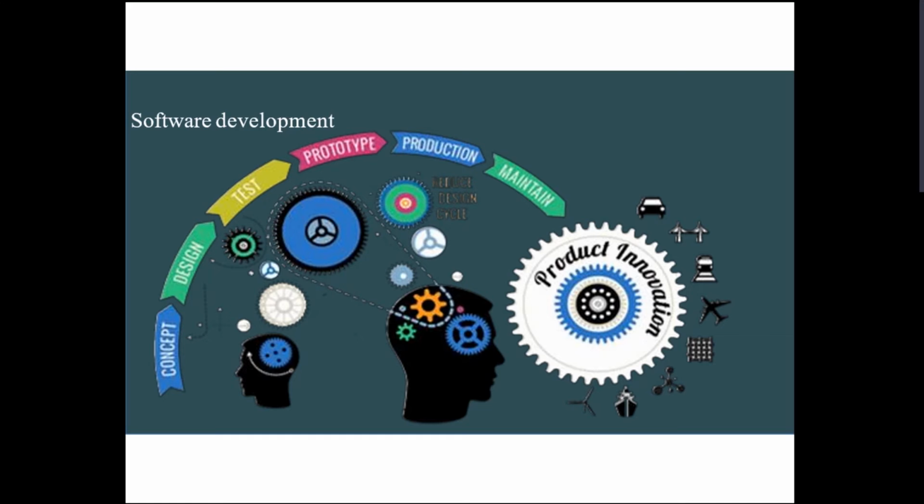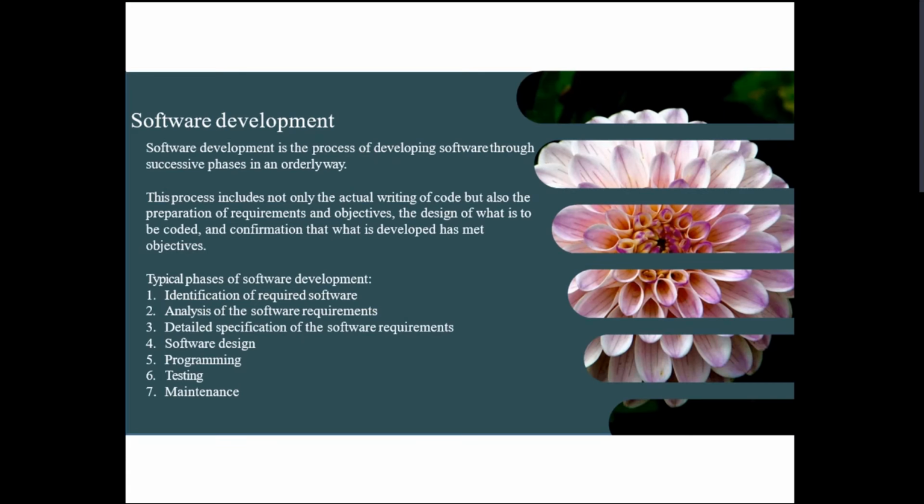So this is a normal software development life cycle, which starts as a concept, and then we design it, test it, and implement it, and people start using that component. In the software development life cycle, we have these steps: you identify the required software, analyze the software requirements, write detailed specifications, and then do design, programming, testing, and then maintaining. Normally people will follow the waterfall model.